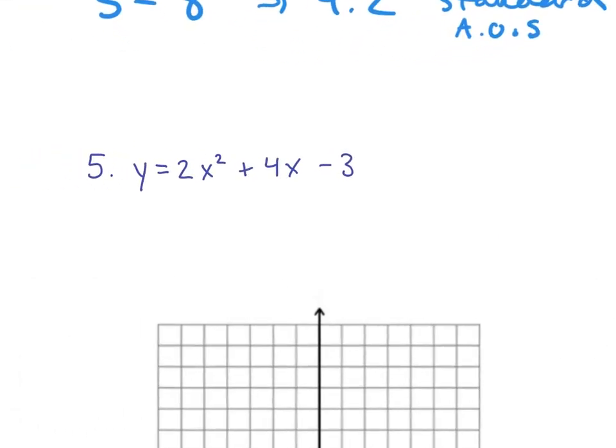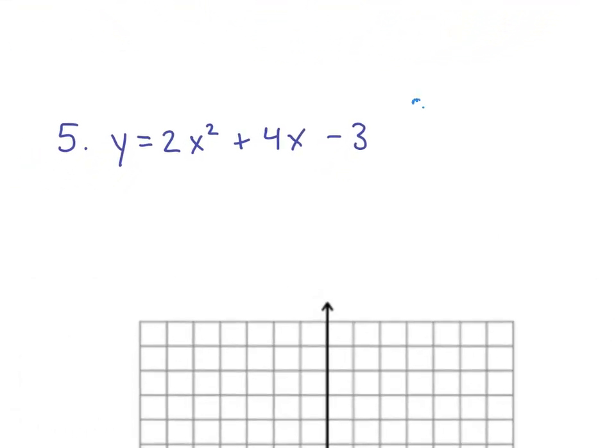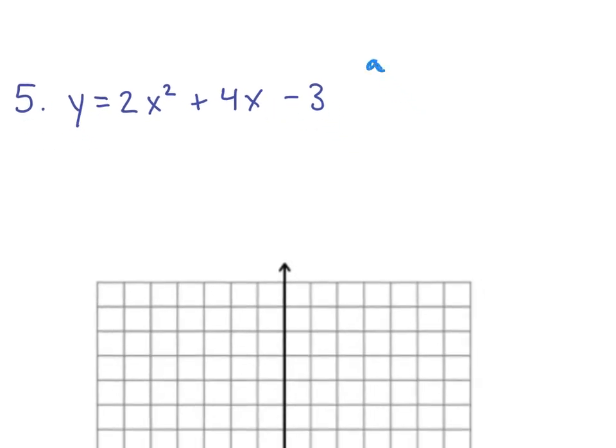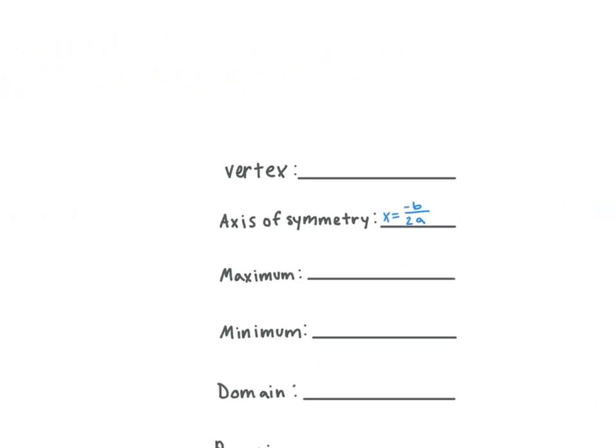So let's go back to our graph. What's our a and what's our b? What's our a? 2. And what's our b? 4. Remember, b is always what's in front of the x. So let's plug it in.